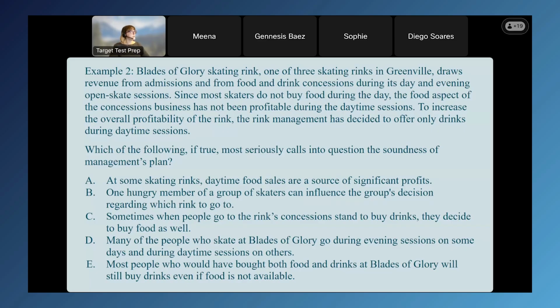Okay. Blades of Glory skating rink, one of the three skating rinks in Greenville, draws revenue from admissions and from food and drink concessions during its day and evening open skate sessions. Since most skaters do not buy food during the day, the food aspect of the concessions business has not been profitable during the daytime sessions. To increase the overall profitability of the rink management has decided to offer only drinks during daytime sessions.